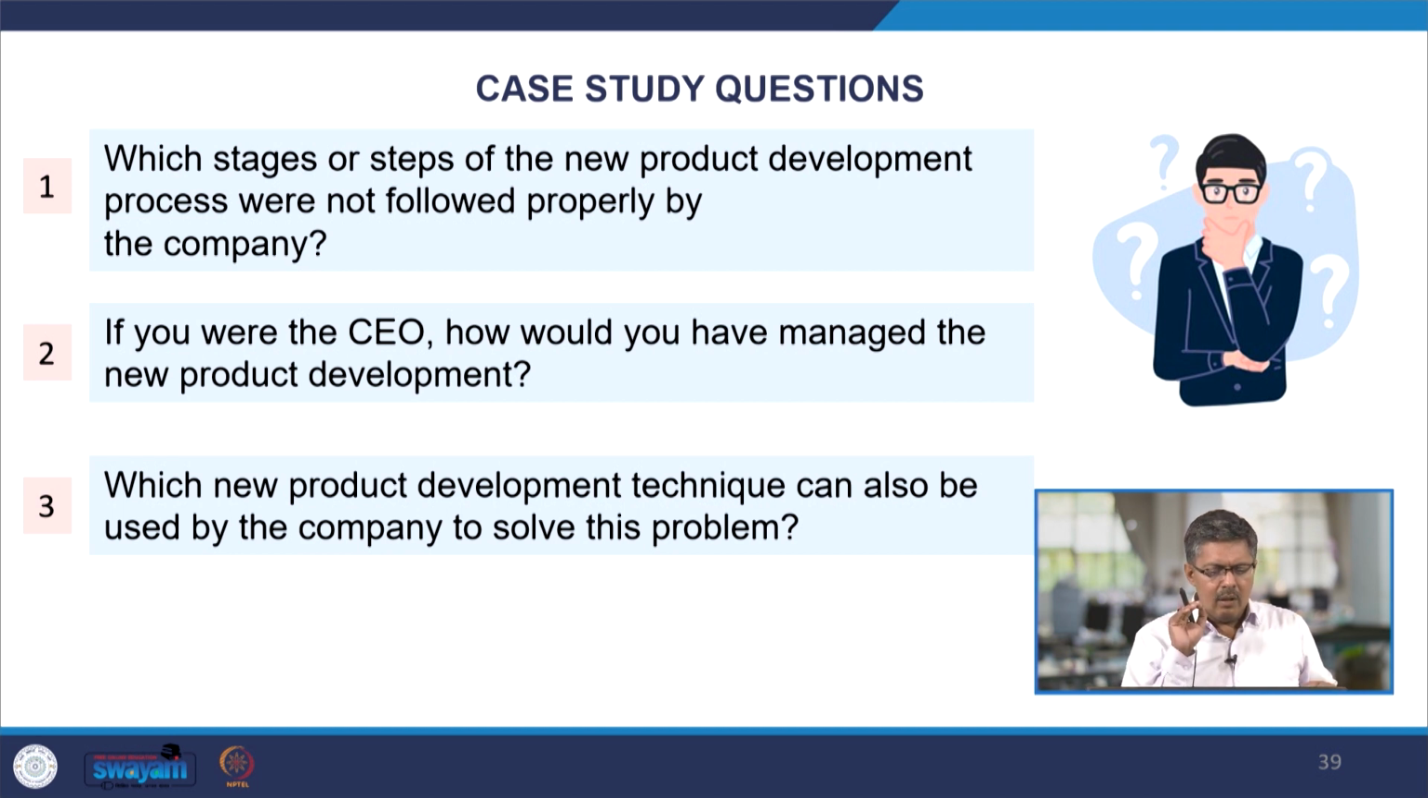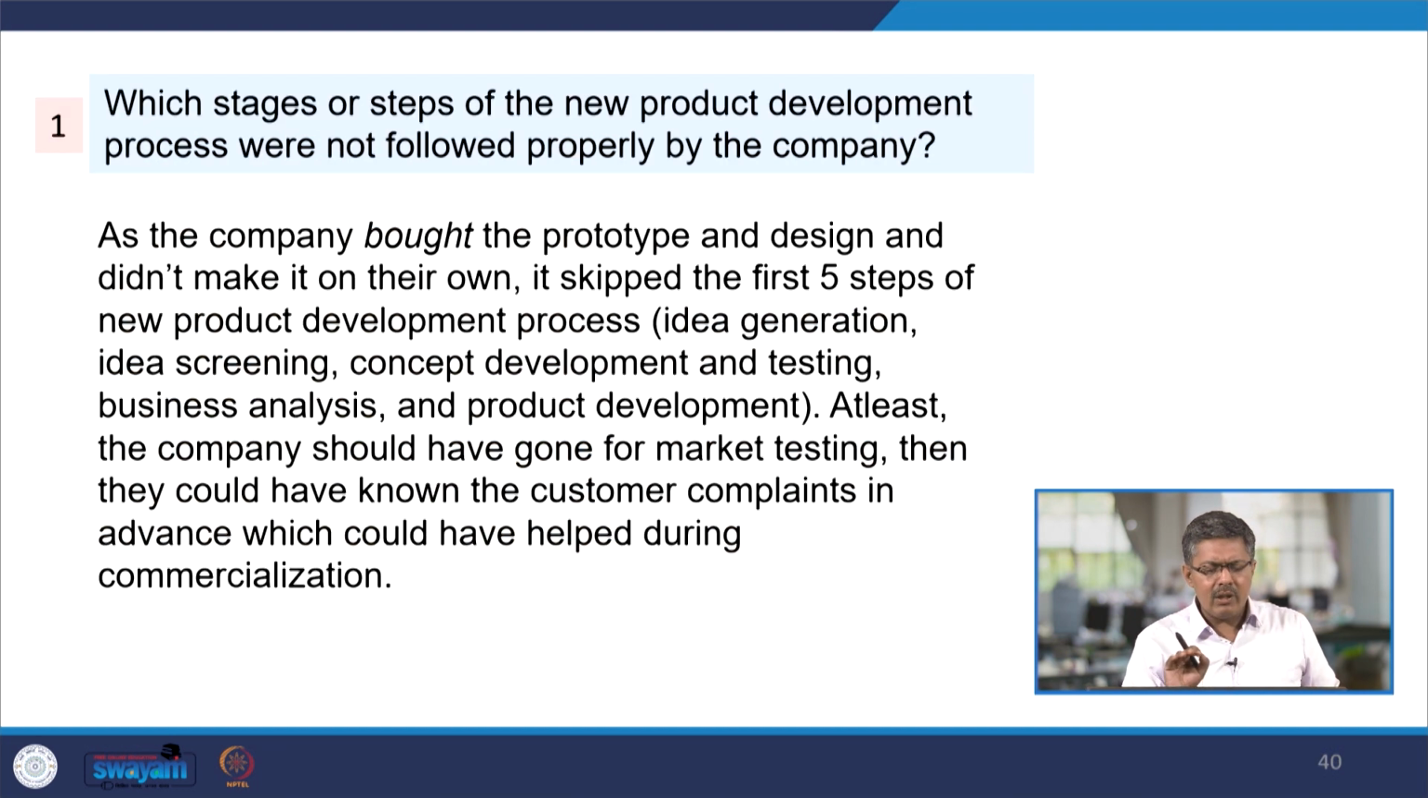Now, the first one: which stages or steps of the new product development process were not followed properly by the company? As the company had bought the prototype and design and did not make it on their own, they had ordered right from the German manufacturer. So, we feel that it skipped the first 5 steps. What were they? Idea generation, okay, idea generation we can still give away, but idea screening, concept development, testing, business analysis and product development, nothing happened, right, and testing, nothing happened.